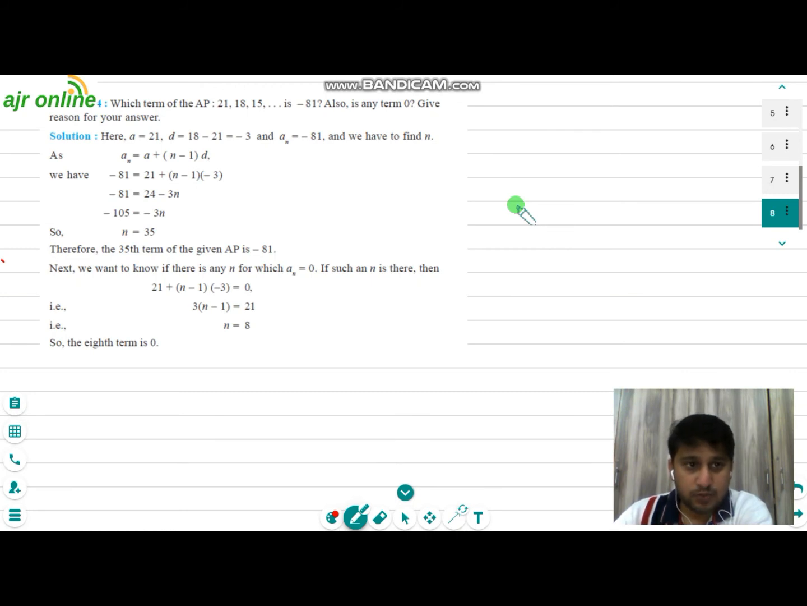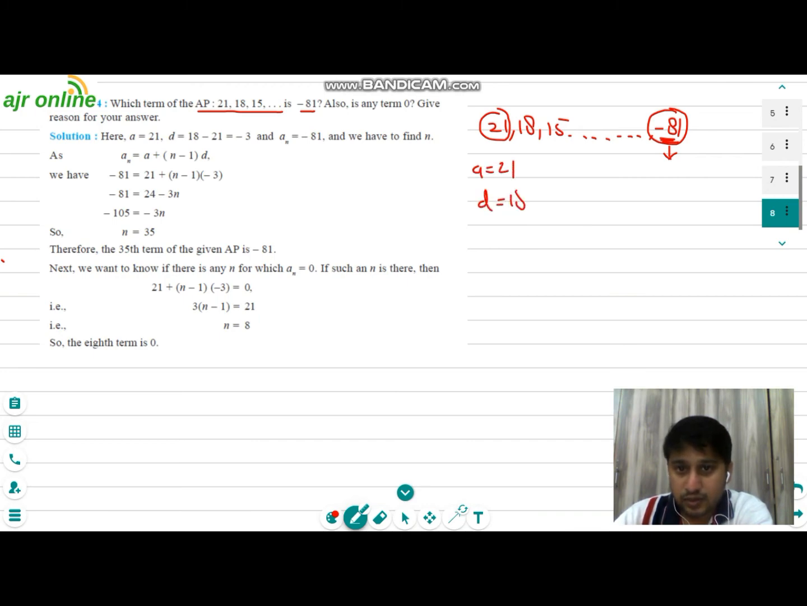Now it is saying, which term of the AP is minus 81. There is an AP which is 21, 18 and 15. The AP is decreasing, so d will be negative. It is asking which term of this AP will be minus 81. It means that the value of the term is given and it is asking the place at which this term is. Of course, there's nothing much to say about a. a is 21 and d is 18 minus 21, it will be minus 3.